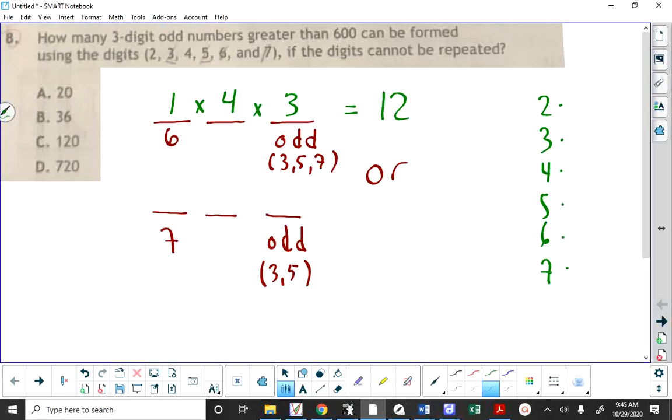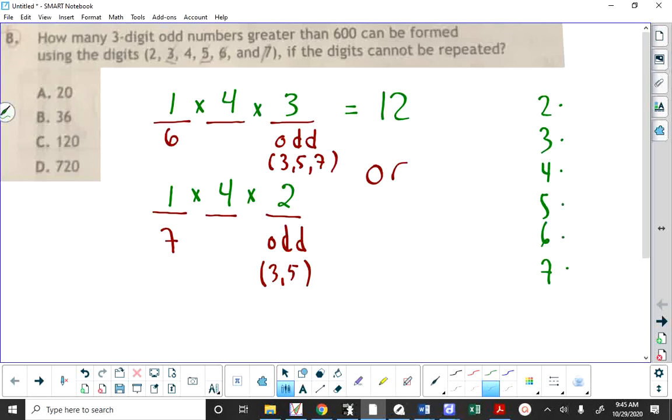If the 3-digit number starts with a 7, then there's only one choice for the first digit. It must be a 7. There are now only 2 choices for the third digit because we've used the 7 in the first place, and that leaves only 2 odd numbers remaining that we can pick from, a 3 or a 5. So there are 2 choices for the third place. And then it's a 4 in the middle again. We're not saying we're choosing the digit 4. We're saying at this point in time, there are 4 digits left that you can select from.